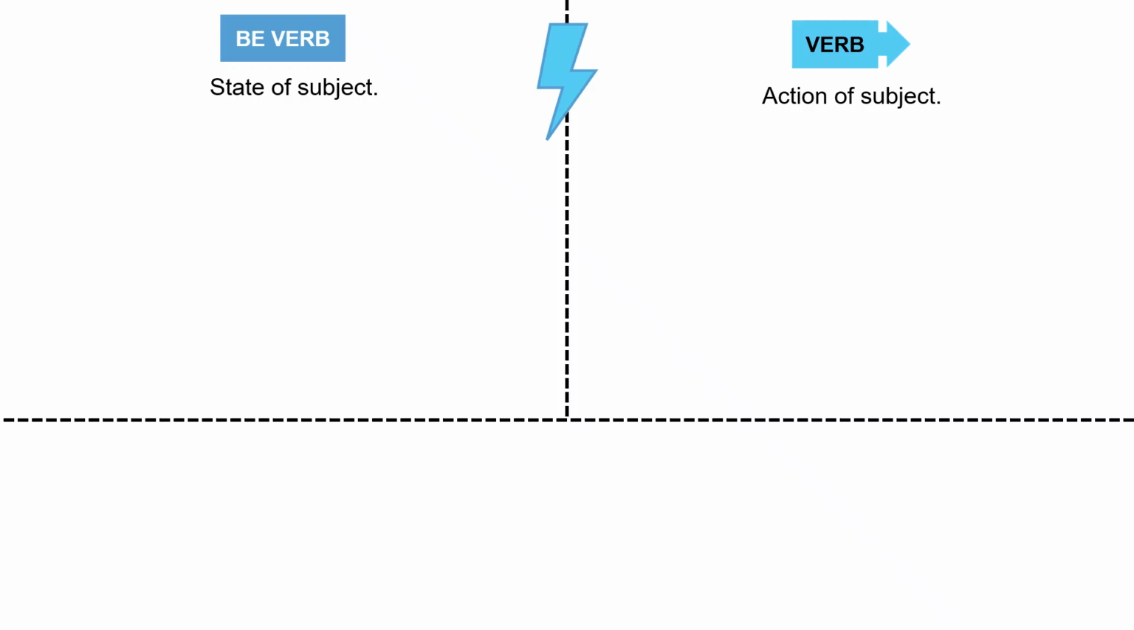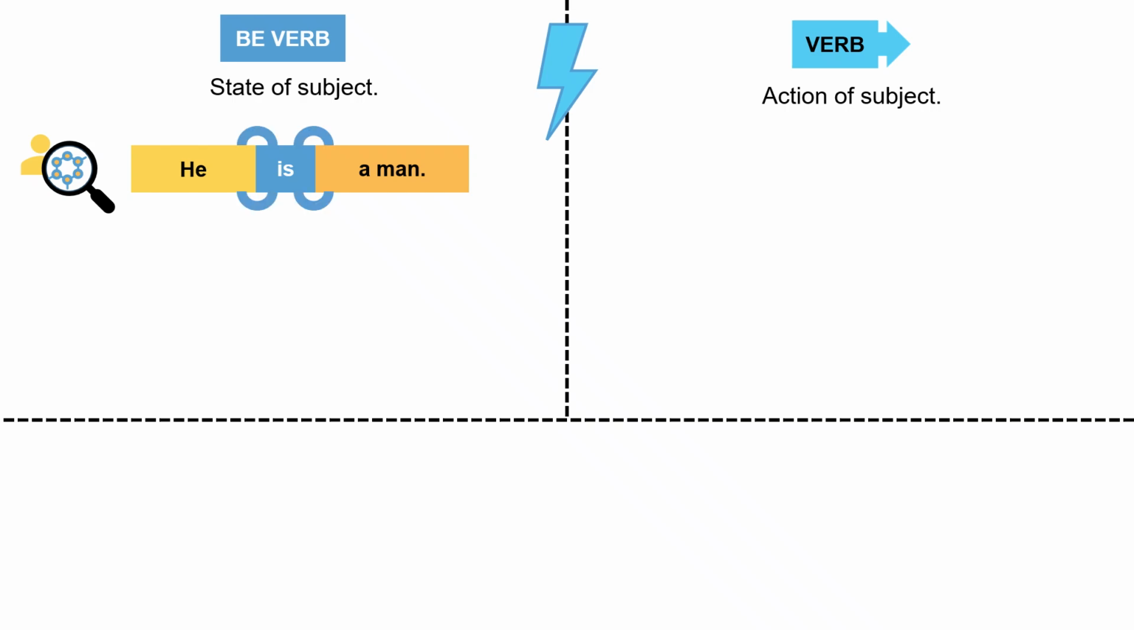Now, the be verb, as I said before, just shows you what a subject is made of. He is a man. The be verb just links. It just connects he and man. This tells you the identity. He is a man. It is a book. She is a doctor. There's no movement, just linking.